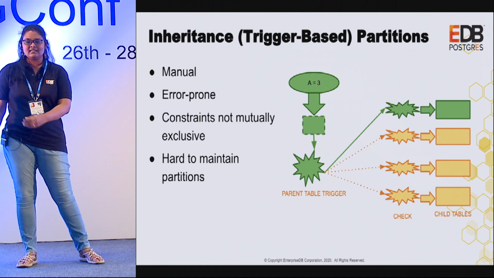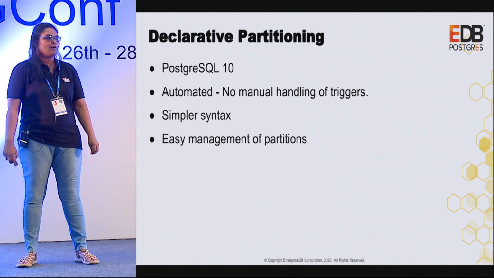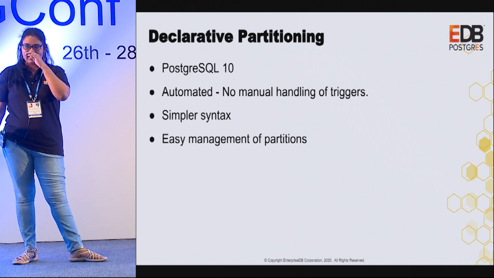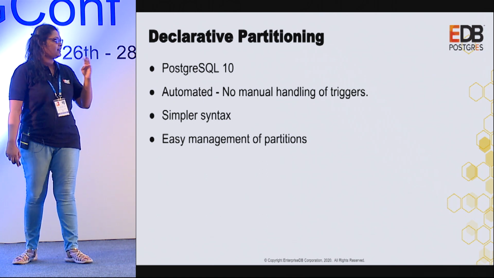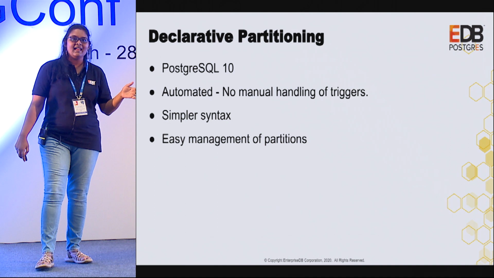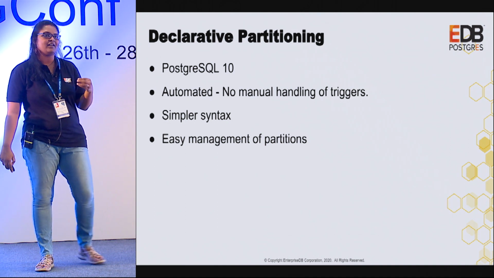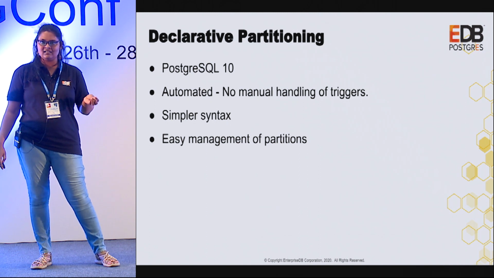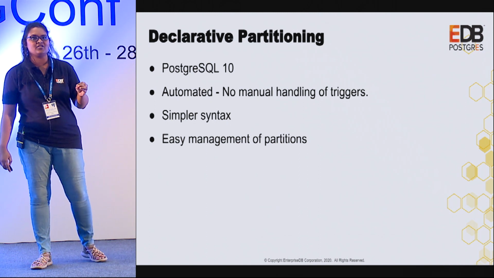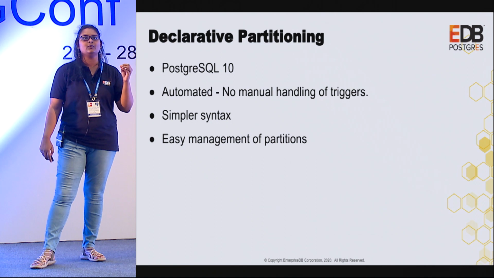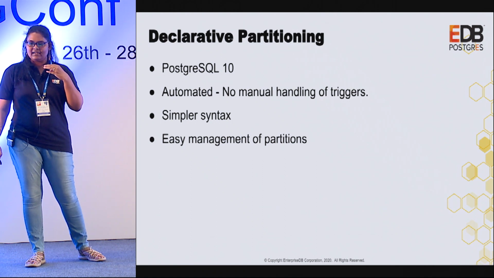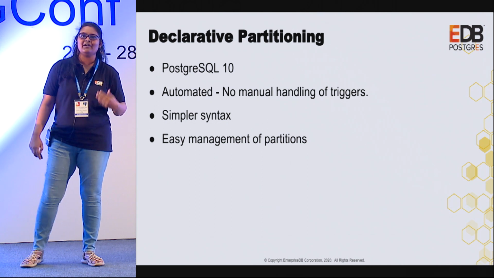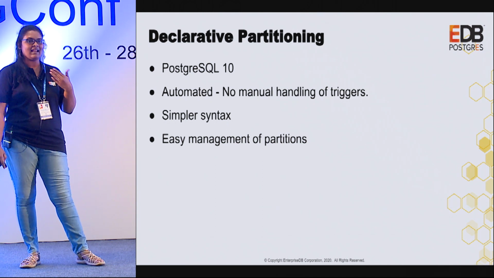In contrast, declarative partitioning provides a level of automation in creating partition data, and it has a simpler syntax, so you are able to manage the partitions easily because the mutual exclusion is handled. If you provide a partition which overlaps any other data, it would throw an error, and you no longer have to do the triggers or the check constraints. That is what happens behind the scenes right now.